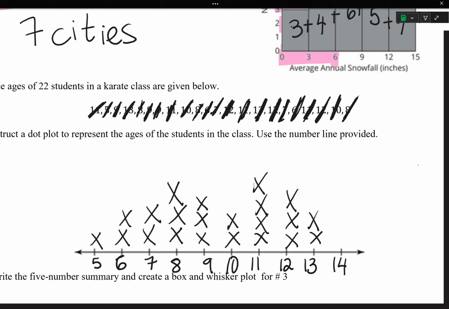Okay, here's my dot plot. I don't have anything on 14, but 14 is part of the number line that I provided.